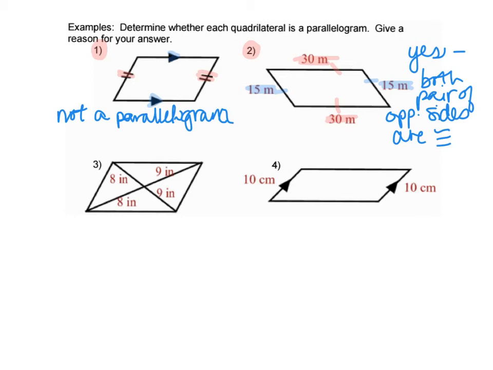All right, now I'm going to look at number 3 here. Noticing I've got some diagonals drawn in, so the rule if I'm looking at diagonals is that they have to both bisect each other. So if I'm looking at this diagonal right here, I notice that I've got one length equal to 8 and one length equal to 9. So right away I can say that 8 is not equal to 9. So those diagonals don't bisect each other, because remember bisect means to cut it in half. So I'm going to say not a parallelogram.